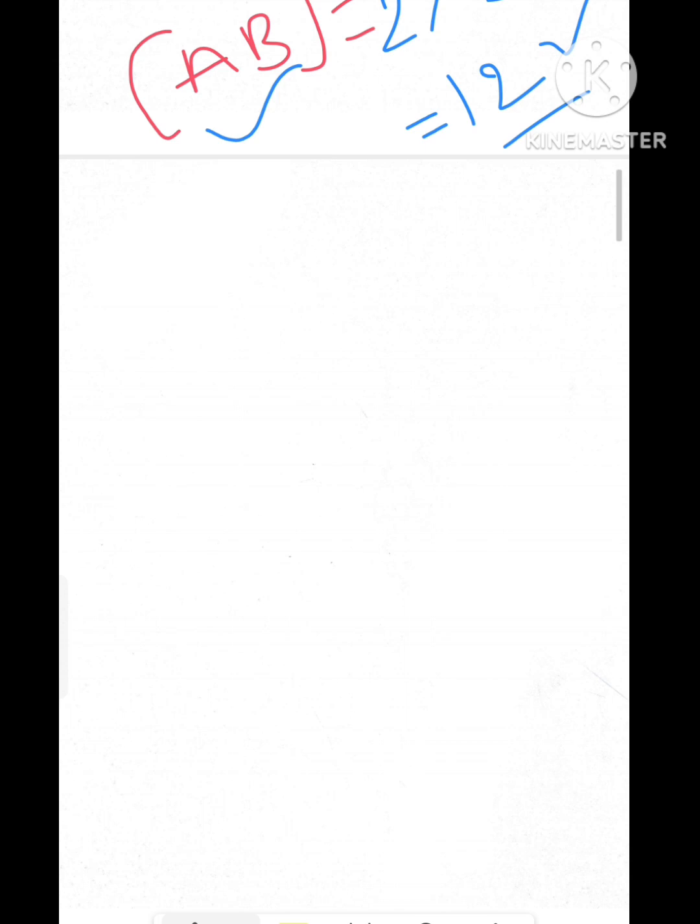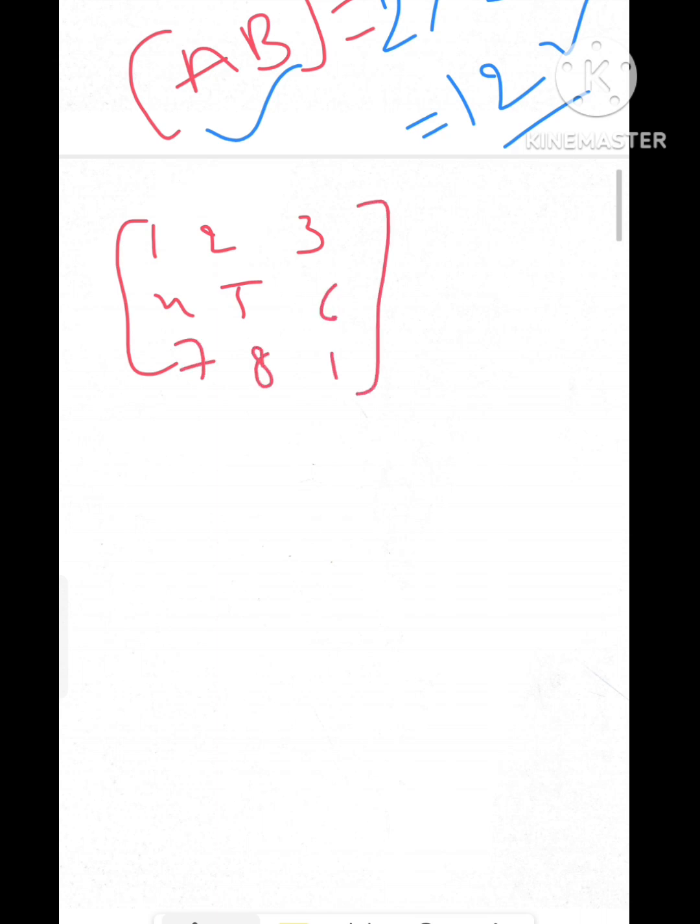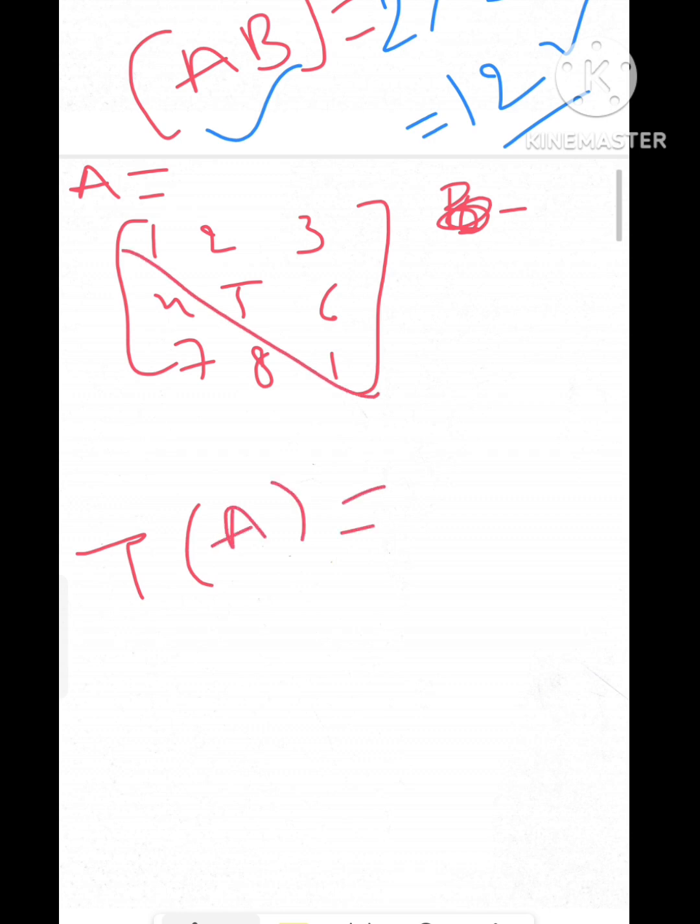If you see the example, they have given the A matrix as 1 2 3 4 5 6 7 8 1. Anything, like I am simply writing this as the A matrix, and they are also giving the B matrix. If they are asking the trace of the A matrix, then this is nothing but the sum of the principal diagonal elements, that is 1 plus 5 plus 1, which is 7. In this way the trace of the matrix can be calculated.